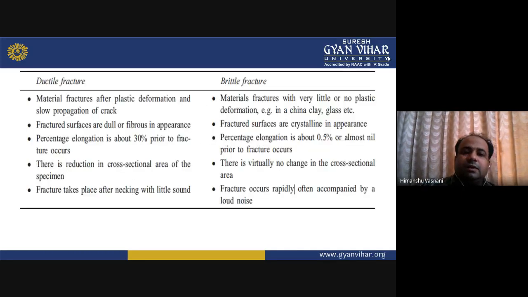The differences lie in how the material fractures. In ductile fracture, the material fractures after plastic deformation and slow progression of the crack, and in brittle fracture the material fractures with very little or no plastic deformation, as in china clay, glass, etc. In ductile fracture the fractured surfaces are dull or fibrous in appearance.